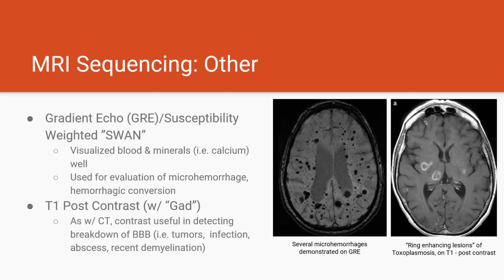While these are the same things that you would see on a contrast-enhancing CT, just remember that MRI is far superior just because of the detail it can show you. And so if you're going to be looking for a contrast-enhancing lesion, just use an MRI rather than a head CT.